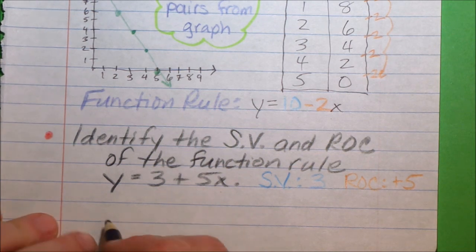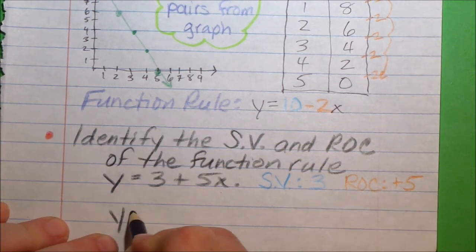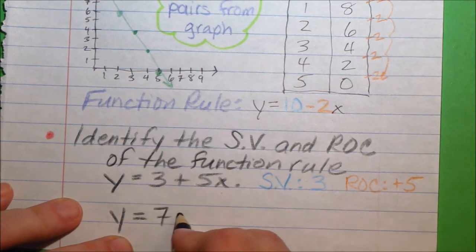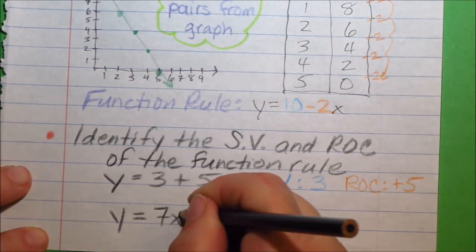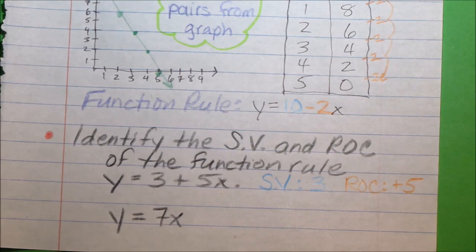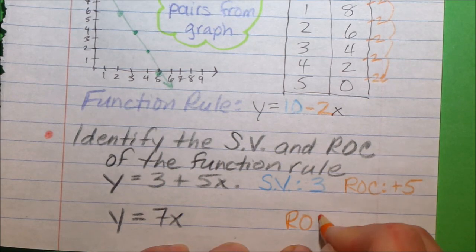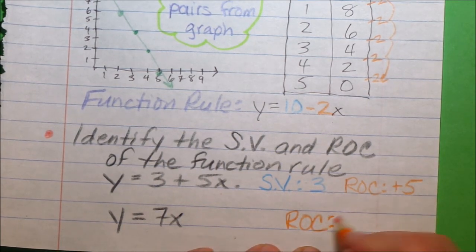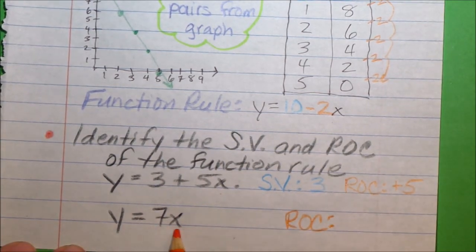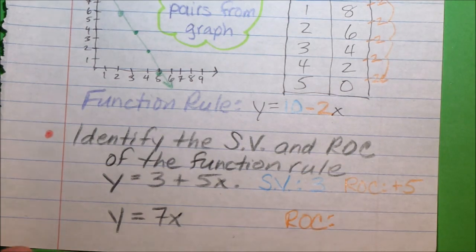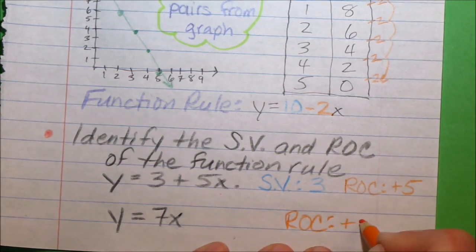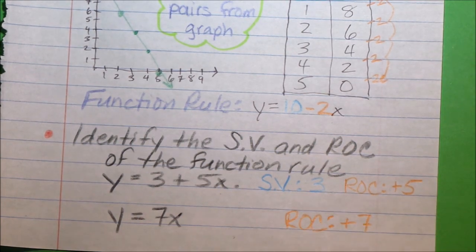What if the function rule was y equals 7x? That doesn't look like a function rule because it seems like part of it is missing. But it has a y and an x, so I know it is a function rule. And what I have to remember and tell myself, and that's why I'm going to write this right out here, the rate of change is the number that's with the x. Okay, and it doesn't have a negative sign in front of it, so I know the rate of change is positive 7.